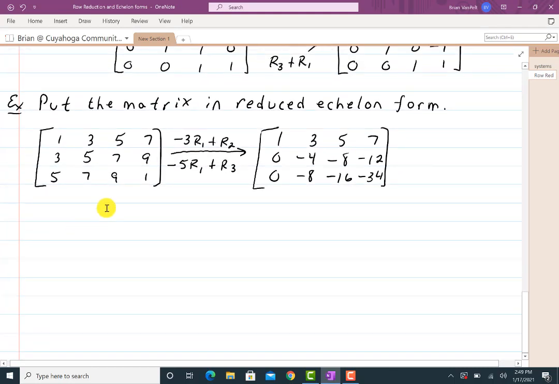Now, what I want to do next is I want to do this guy right here and wipe out the items below and above it. So as it stands, being a 4 is not the most desirable thing there because I'll have to adjust row 1 to get that to work. So it's always best if you can make the item a 1 as soon as you can. And I can do that because if I divide this second row by negative 4, I will have a leading 1. So let's do that. So I'll take negative 1/4 times row 2. Of course, nothing else is affected by this move.